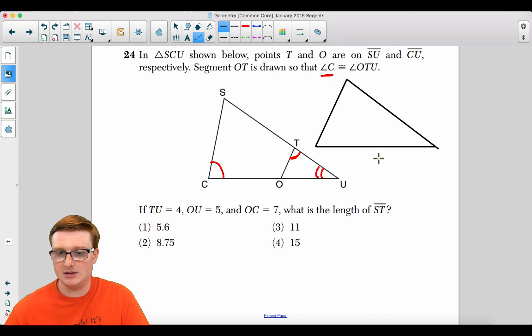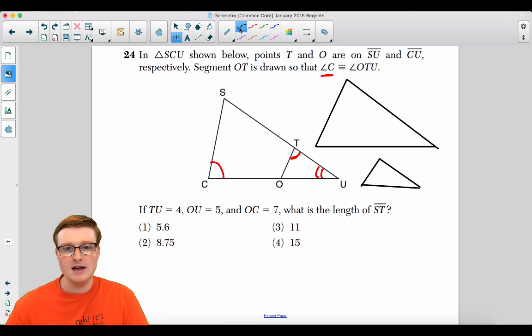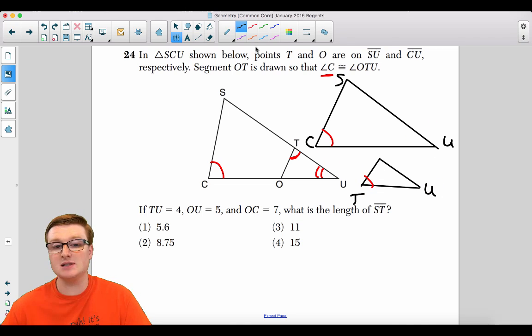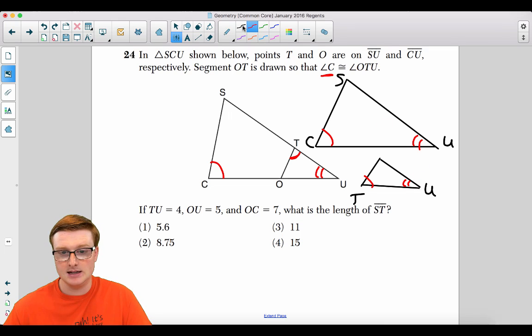Hold on one second. Let me just get this set up here, and we'll be good to go. Okay, so here are my two triangles, all right? And I'm going to label them as SCU. Now, I want these angles to be the same. So therefore, this little angle down here, your T is actually going to go down here. Your U is going to go in the same spot because they are corresponding to each other and they are congruent. And the O is going to go up here.